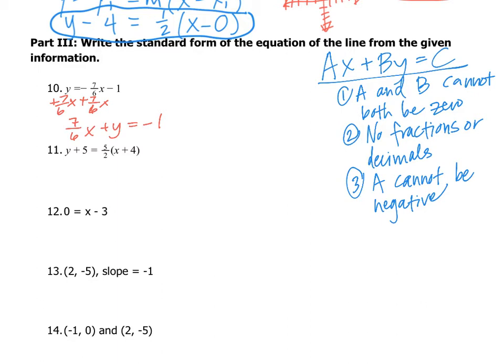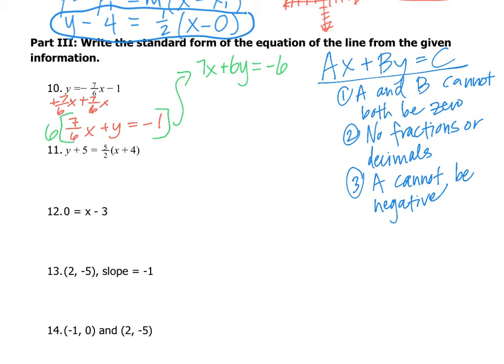So what I'm going to do is multiply the whole entire equation by 6 in order to not have any fractions. So I'm going to multiply by 6, and when I do that, I get 7x plus 6y equals -6. Now let's refer to our rules.